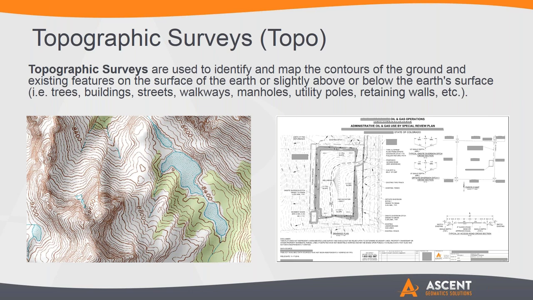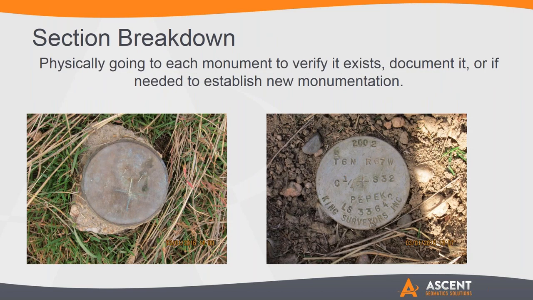To a trained eye, you can see where the contours kind of make a point. And that sometimes can be a valley or a ridge. Okay, great. So let's talk about another very common term that we hear, which is section breakdown.